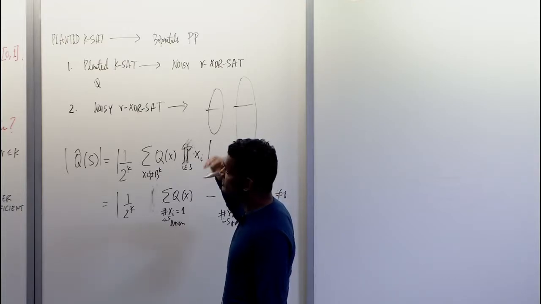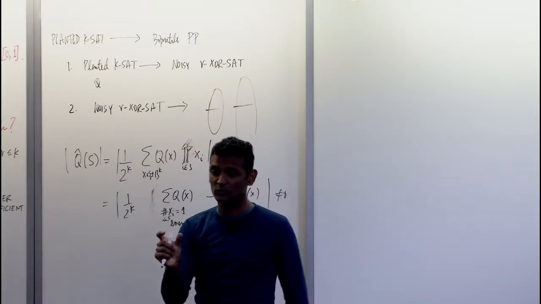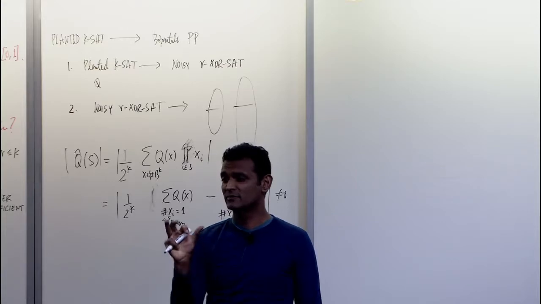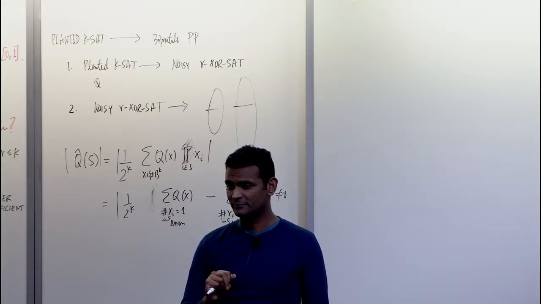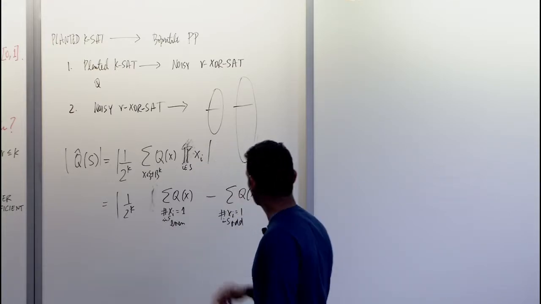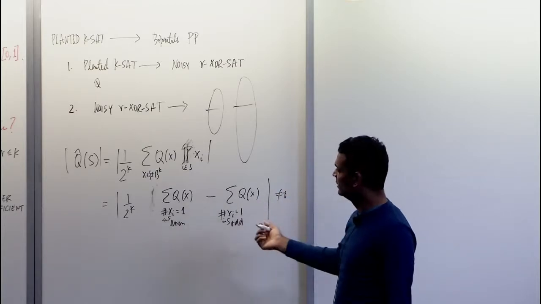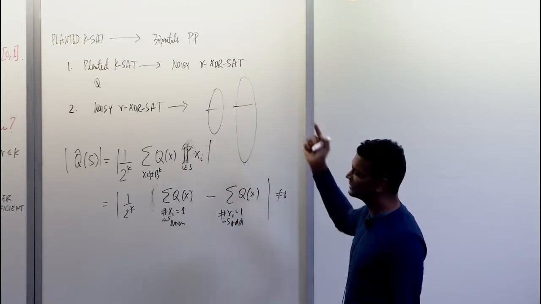But let's say the Q depended only on the number of true literals, and you could even just pick a random subset of R out of the K. So anyway, this is it. So that's the reduction to noisy R XOR SAT.